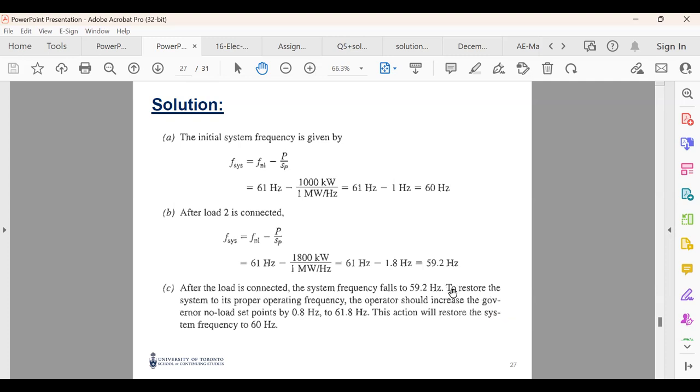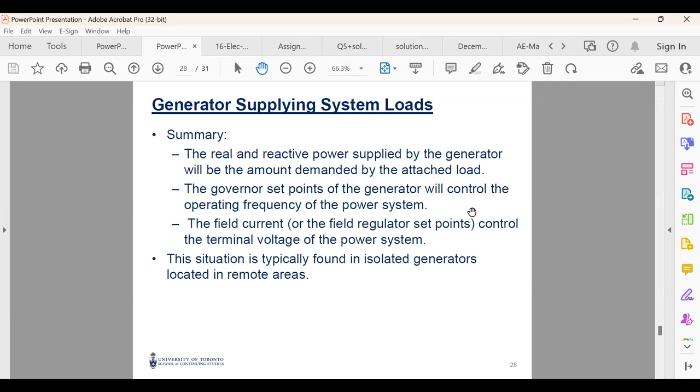It reduces. To restore the system, you should increase the governor no load set point by 0.8 hertz. So after you calculate, you remember the one we wrote with the 60 hertz system frequency, you will find that the no load frequency is reached to 61.6 hertz. It means your governor will open the valve and take more steam to increase its speed and reach 60 hertz back again. Okay. This was actually one of the solved problems, very important.